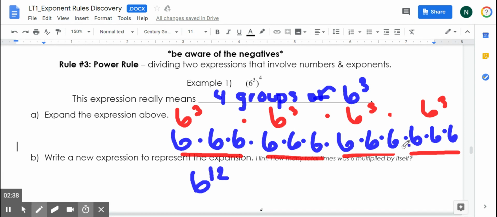Now, go back to our original problem right here. How can I get 12 from 3 and 4? Well, if you said multiplying, you were correct. 3 times 4 is 12. So if I have an exponent that is raised to another exponent, you're just going to multiply them together. So 3 times 4 is 12.